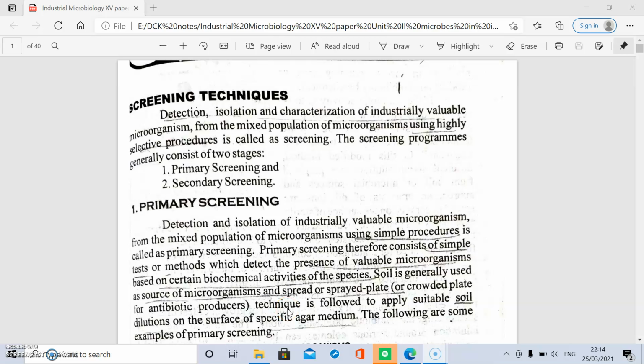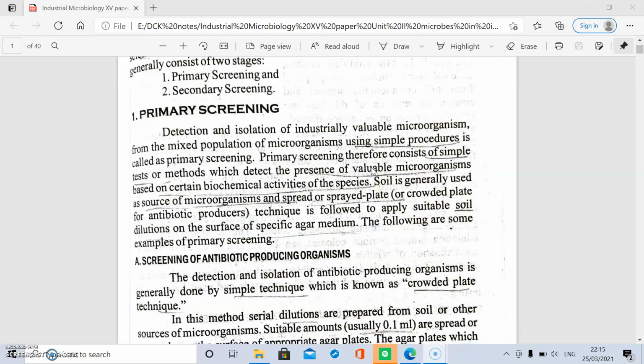Now we discuss the screening techniques. Screening is the detection, isolation, and characterization of industrially important microorganisms from a mixed population, and here highly selective procedures are used. The screening program has two stages: number 1, primary screening, and number 2, secondary screening. First we discuss primary screening.